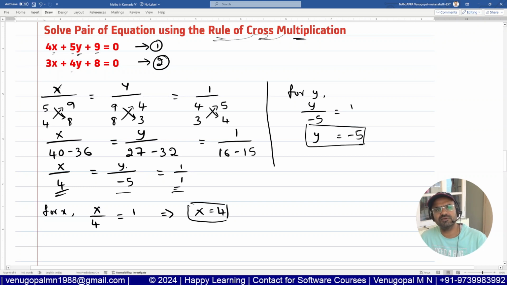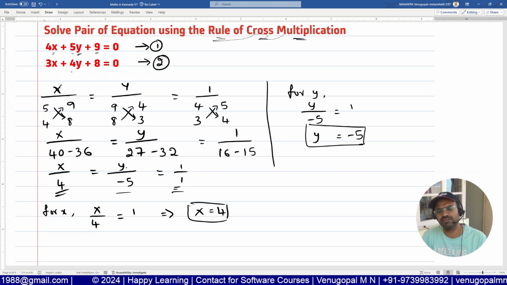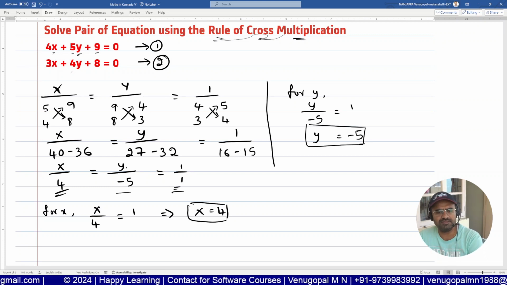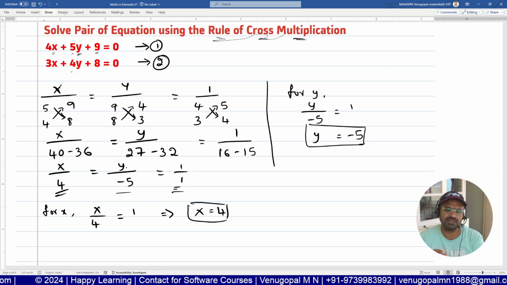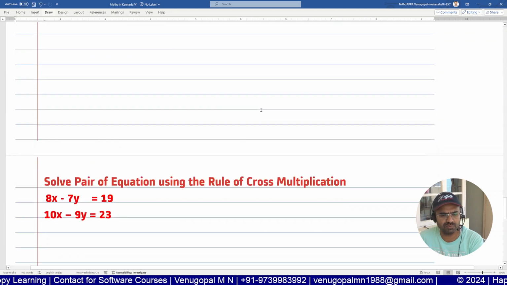If you apply other methods such as the elimination method or the substitution method, you will exactly get the same answer, but there are different methods given by our mathematical experts, so we are learning that. So we have learned one example of how to solve it. Let us take one more example.